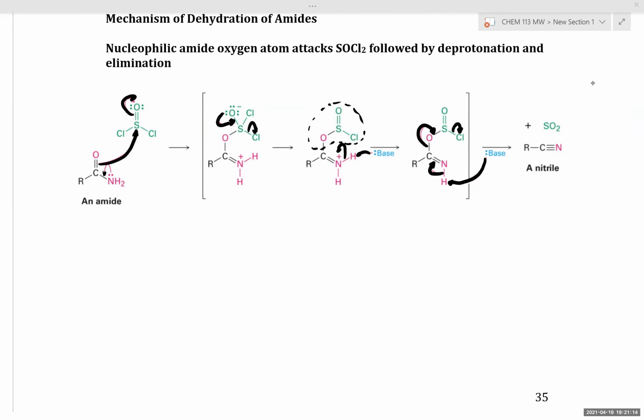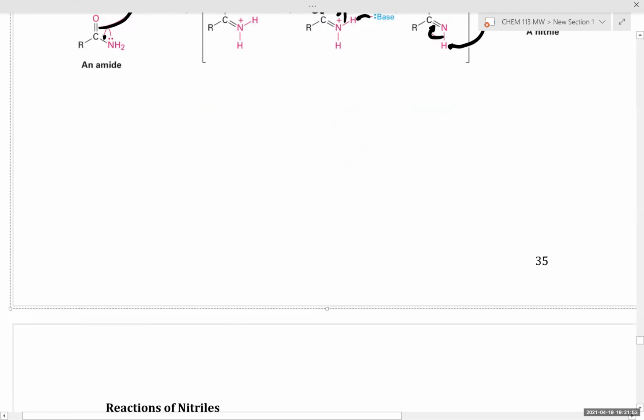Do you see how this leaving group decomposes, how you get SO2 gas as a byproduct? That's part of what makes thionyl chloride such a great activating agent, in that it activates your alcohol as a leaving group, and then once your leaving group leaves, it decomposes. Did that answer your question? Perfect. Okay.